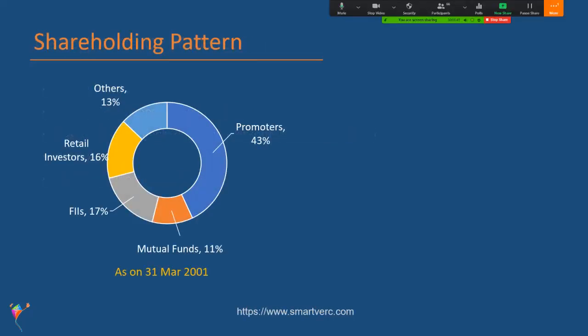So this is the typical type of a shareholding pattern, and this is the shareholding pattern of Reliance Industries as on 31st March 2001. Yes, about 20 years back. Promoters were holding 43% stake, mutual funds 11%, FIIs 17%, retail investors 16%, and others 13%. So this was the shareholding structure of Reliance Industries as on 31st March 2001.